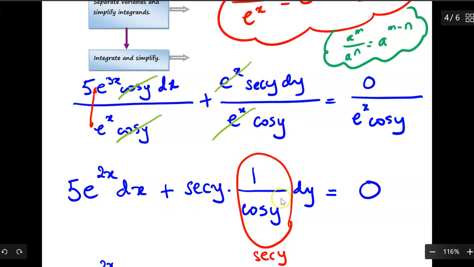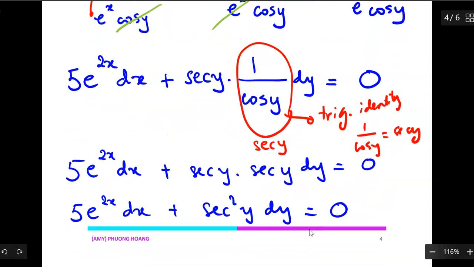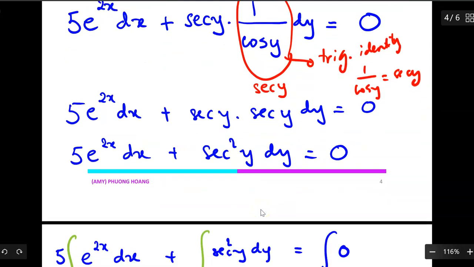But I want to write it like this. I write it like this because it's the same as multiplying by 1 over cos y, then you use a trig identity. So this is the trig identity: 1 over cos of y equals secant of y. And you substitute that in here. You will have secant y times secant y equal to secant square of y. And when you integrate, you just have to use the formulas.